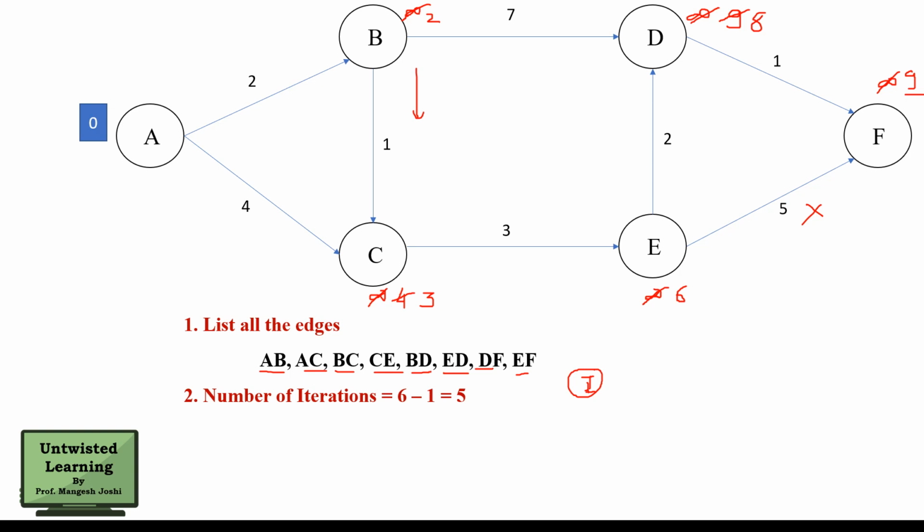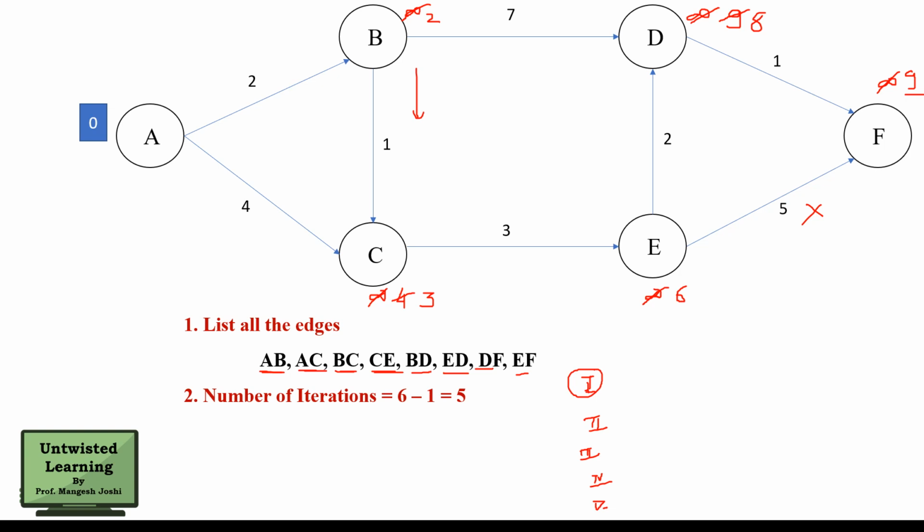In the second iteration, again we have to go by this: AB, AC, BC, CE. Let us check once again. Suppose iteration 2. It will basically perform 5 iterations compulsorily in a computer program.